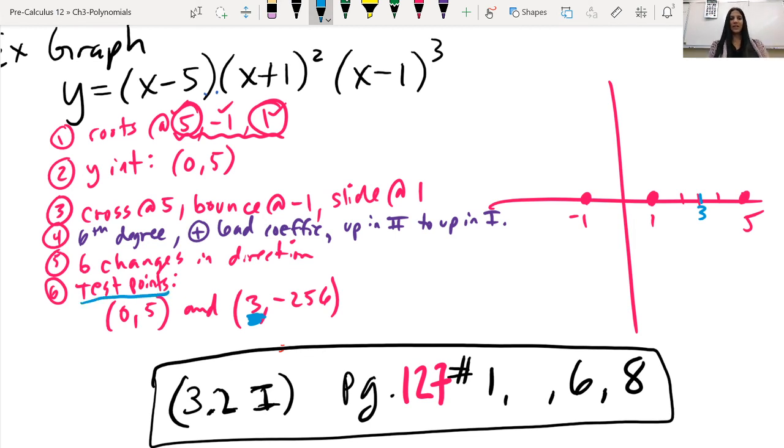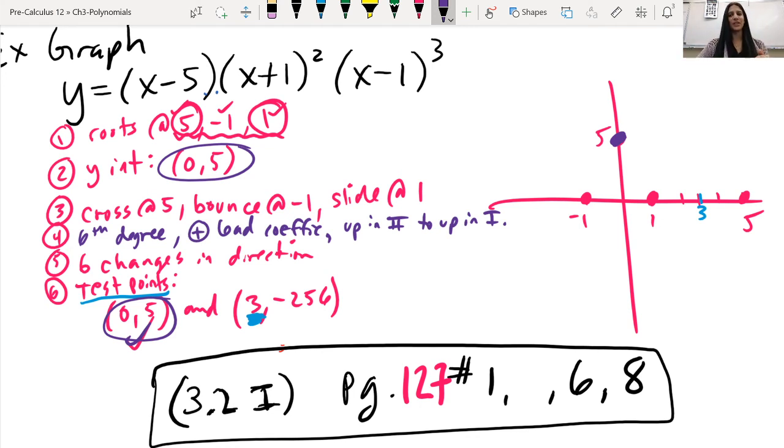That's the test point. And the other one at 0, 5, well, we might as well just mark that down. I'm going to put that there at 5. So there's that point. So we're good to go with that. I'll do that in colors so you know. And that also happens to be our y-intercept in this case. Okay, so I know it starts up in 2 and goes up in 1. And I also know, well, at 3, if my value is at negative 256, there's no way that I'm going all the way down to negative 256.